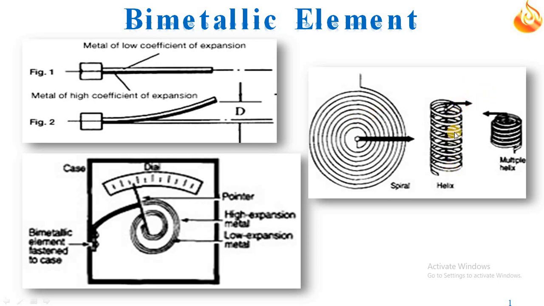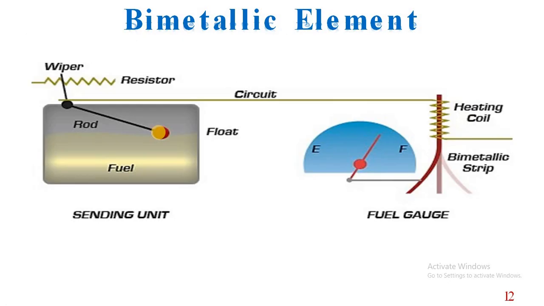Another type is the helix shape. Here the working will be the same: one end is free, whereas the other one is connected to the pointer, and again we have one calibrated scale. With the change in temperature, this spring-like structure, that is the bimetallic strip, will unwind and give motion to the pointer, and due to the motion of this pointer we will get the temperature on the calibrated scale.